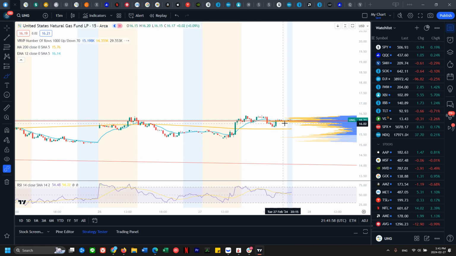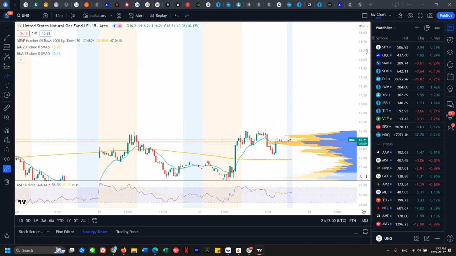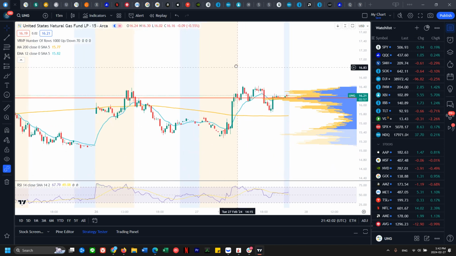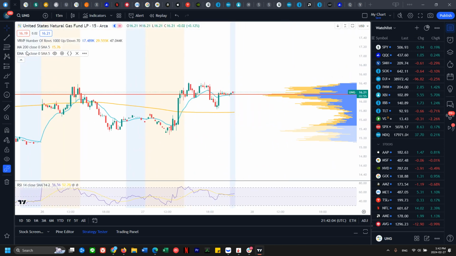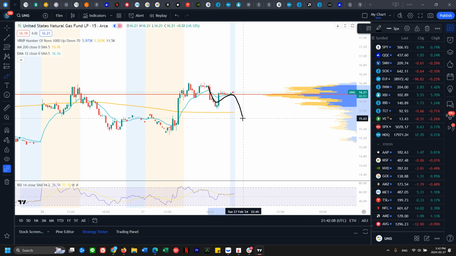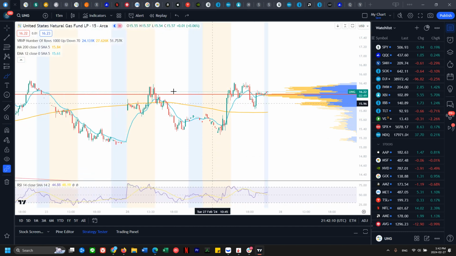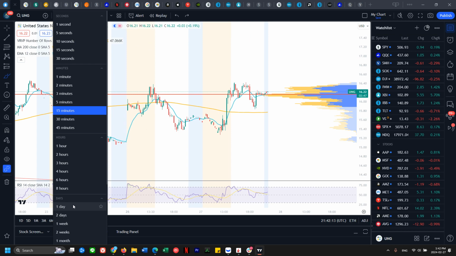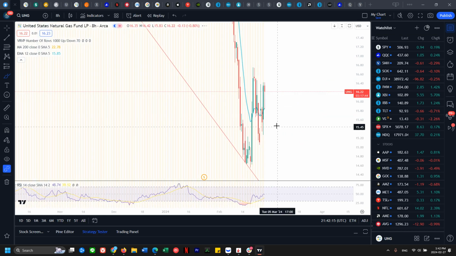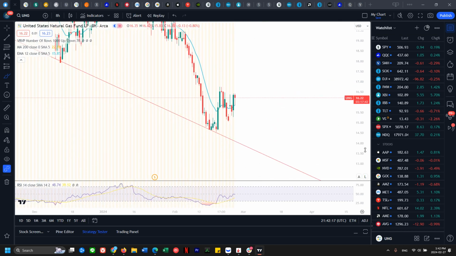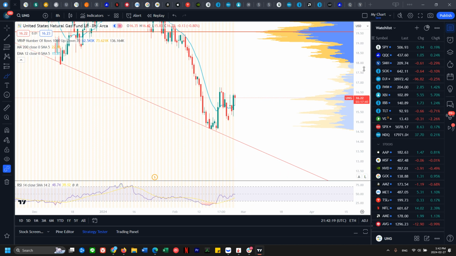Decent bounce today, backtest bounce as well. Obviously, it follows natural gas. So if natural gas confirms that 15-minute downtrend, this will do a similar thing as well, and head lower to its equilibrium range as well. You can see that the 8-hour EMA 12 is starting to act as support.